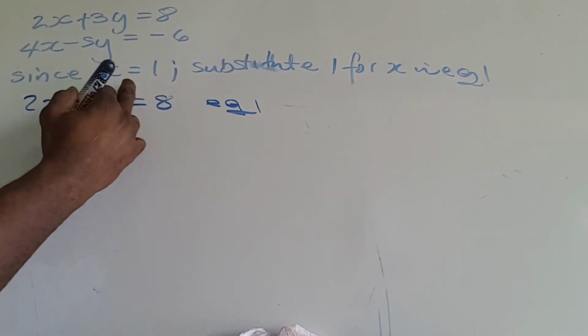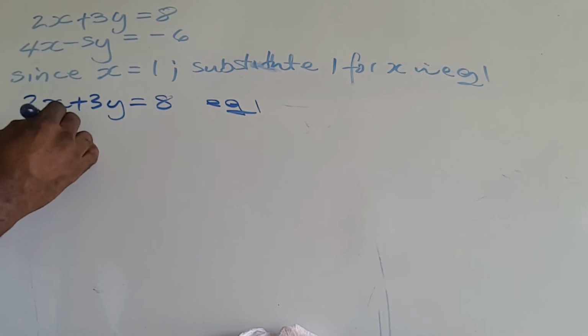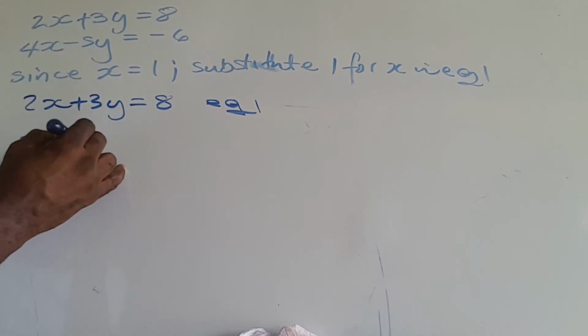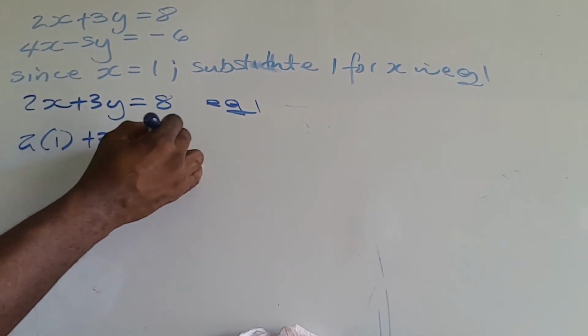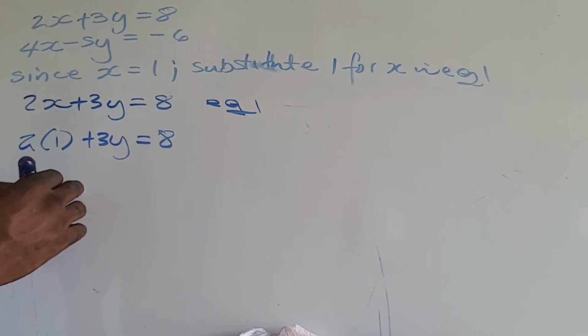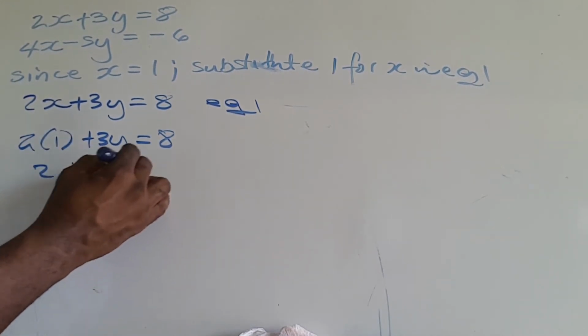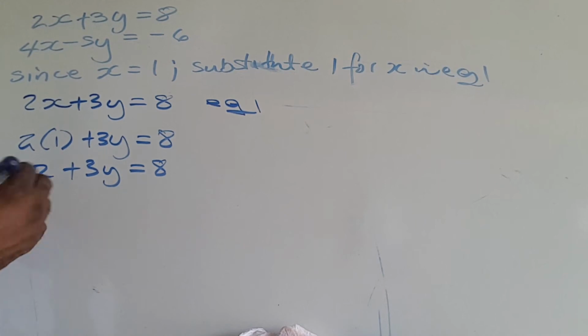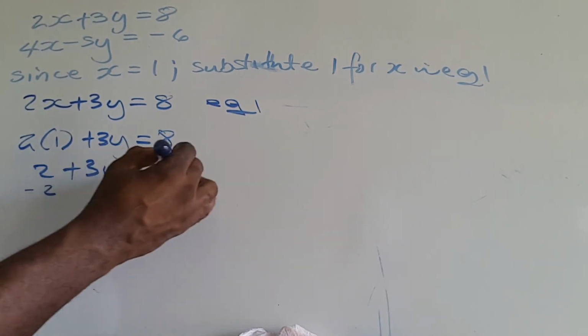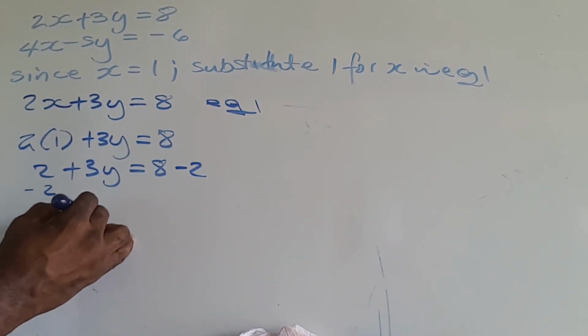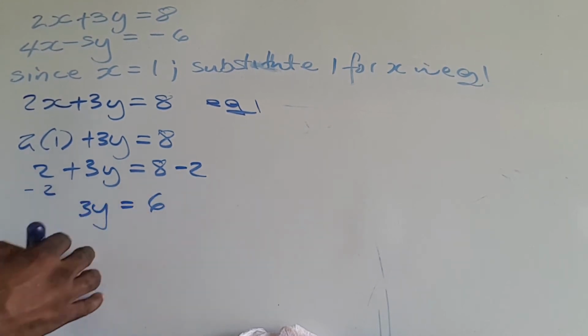Alright, now remember that x is equal to 1, therefore 2 times x will now be 2 times 1 plus 3y, which is equal to 8. 2 plus 3y equal to 8. And then I'll subtract 2 from both sides. Then we have 3y is equal to 6.